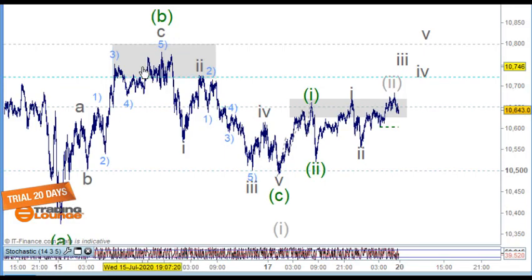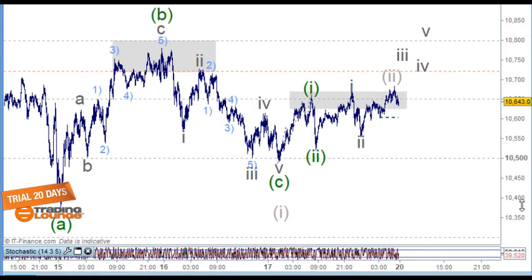corrective move here. So technically, being corrective, we should make a low below wave A here. And to support that, we have made 1 and 2 here, and 1, 2, 3, 4, 5 here for the 3rd and 4th and 5th. So this is a nice move to the downside in terms of looking for 5 waves.